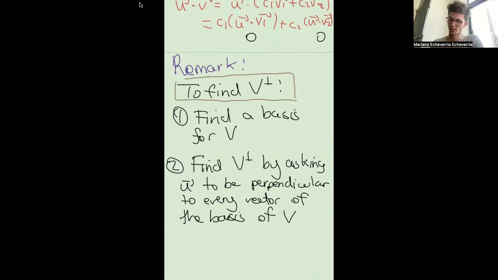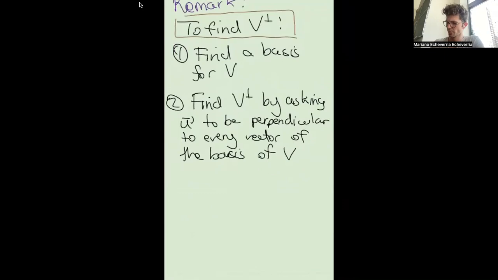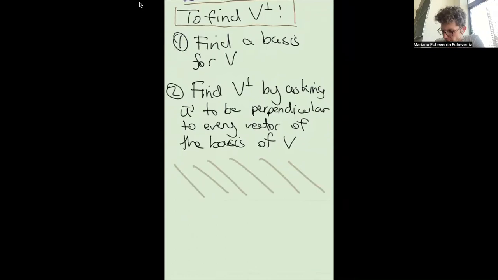Is that making sense? So let's try to do this in our example. So B, right? B in our example was X, Y, Z, where X plus Y plus Z equals zero, right? Well, we kind of did this in method two.